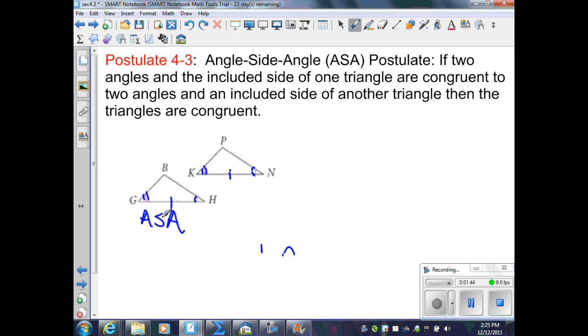I also can create a congruence statement, which would be triangle GHB is congruent to triangle KNP.